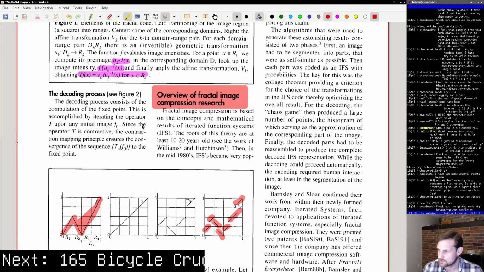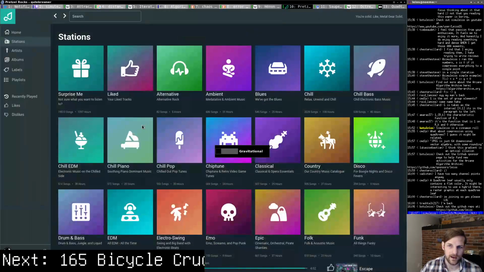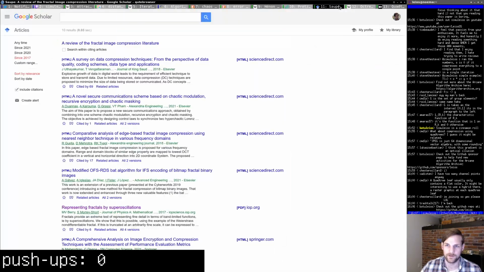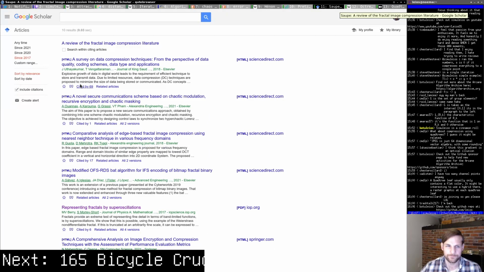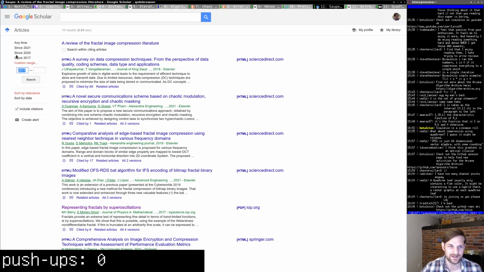So what do you guys reckon? Should we do... I'm going to try to find a newer paper. I did just look in Google Scholar, but I'm going to look again. And we're going to do custom range, and it's going to be anything from 1995.